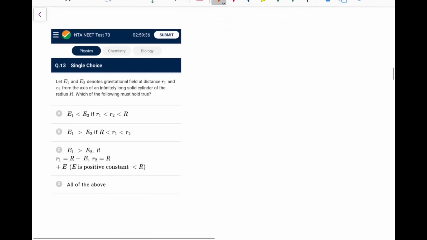Next one. Let E1 and E2 denote gravitational field at distance r1 and r2 from the axis of an infinite long cylinder of the radius r. Which of the following must hold true? Because of the infinite long cylinder, we say it is the same as the line charge.